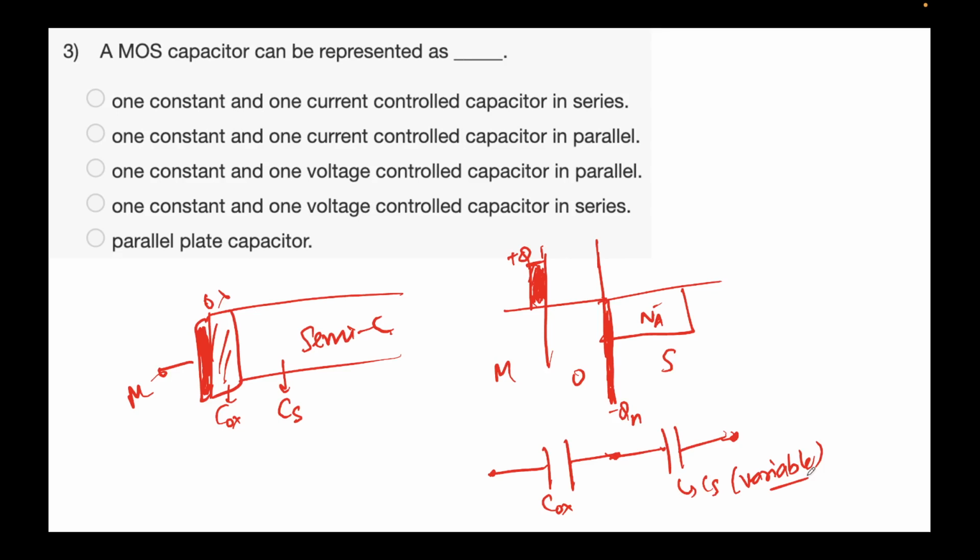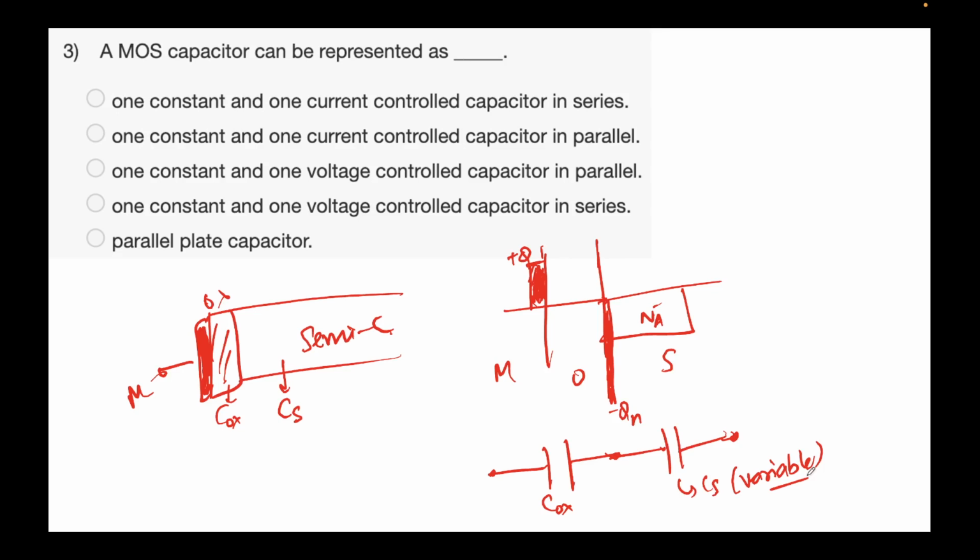So what we see, it's in series. Two parallel plate capacitors in series. One is fixed, Cox, you cannot change. Cox will be epsilon times area, which is the cross-sectional area, not shown here, divided by Tox. You cannot change these parameters. One is constant, and the other one will depend on Vg, so it's controlled by voltage, and they are in series. One constant, which is Cox, one voltage controlled, which is Cs, in series. You can see they are in series. All right, that's a summary.